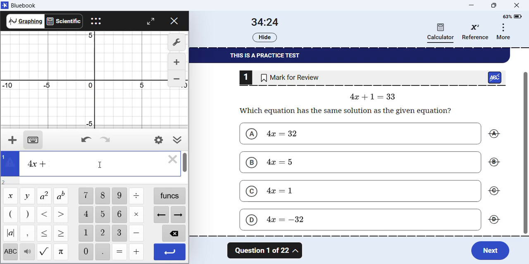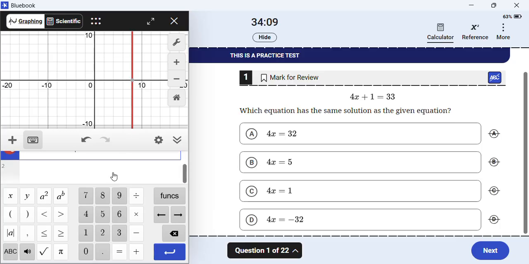So I am going to put in x plus 1 equals 33 into our graphing calculator. As you can see here, and I'll zoom out just a tad, there is a straight line on the answer, 8, 0. So that means 8 is our solution for x. But that's not what they're asking. Which equation has the same solution?